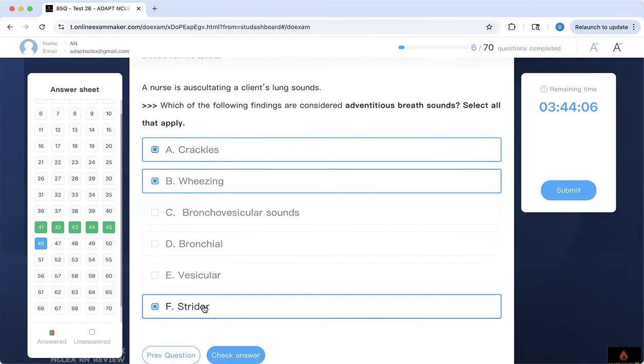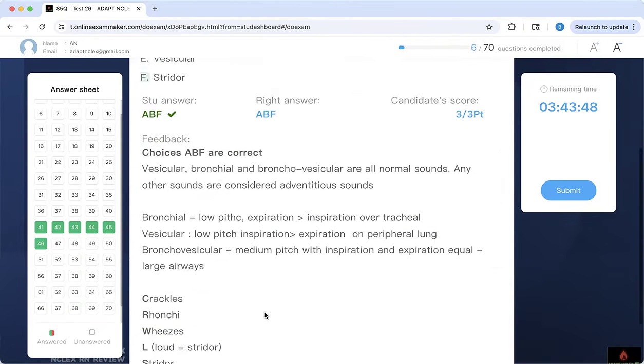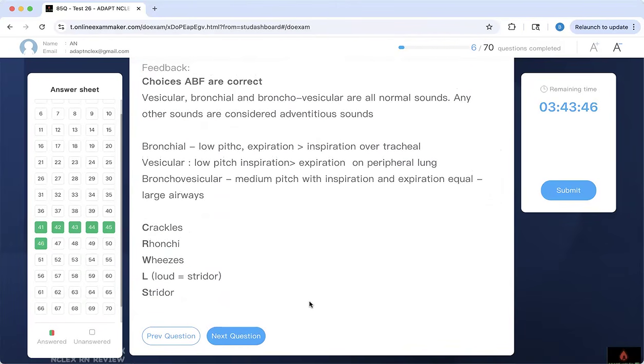If you're struggling, it's not normal. Therefore, this is an adventitious breath sound. Write this concept down. You will never miss any lung sound, except if they ask you what kind of sound it is and they describe it. But to find which one is normal and which is abnormal, this is the concept I've given you. So pay attention to that. The other way you can remember them is as CRAWL: crackles, rhonchi, wheezing, and stridor.